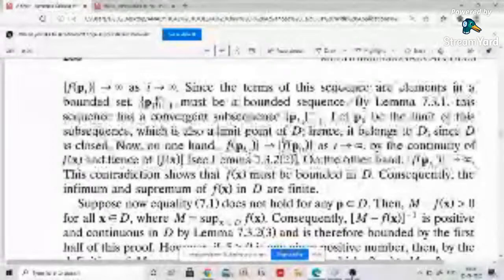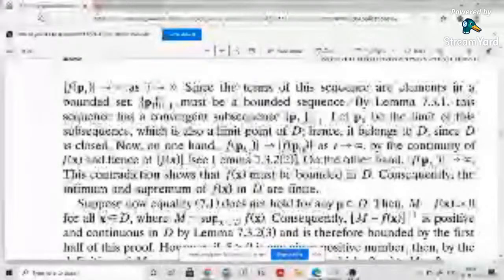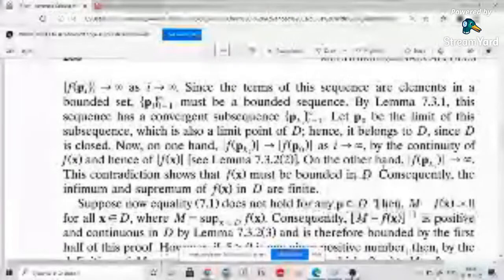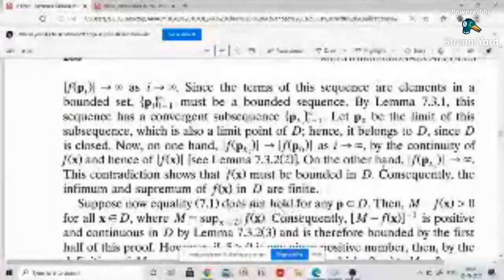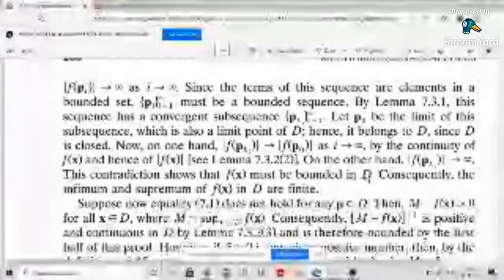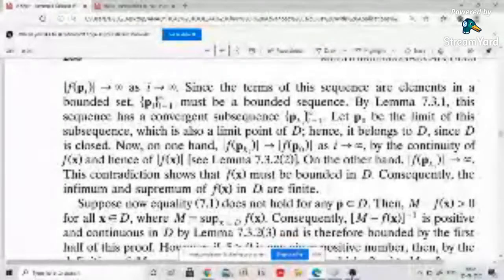From the assumption we obtained that mod f of Pk goes to infinity. From the continuity assumption we got that mod f of Pki goes to f of P naught. So what is that? Simultaneously, we are getting two convergence results based on two assumptions. If the result was true, we should have the same result. So this is a contradiction. So it shows that f of x must be a bounded set in D. Consequently, the infimum and supremum of f of x in D are finite.